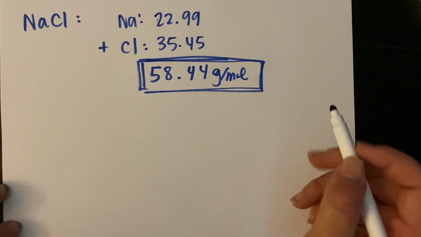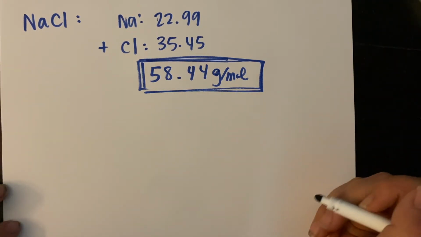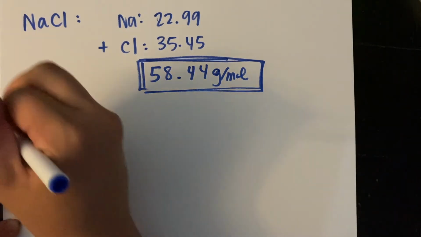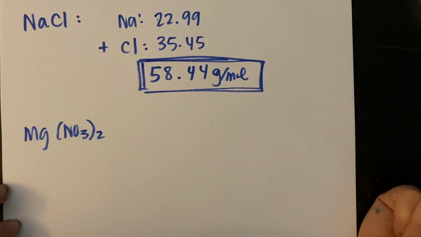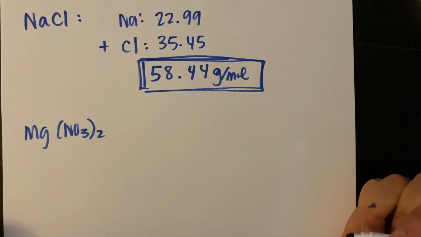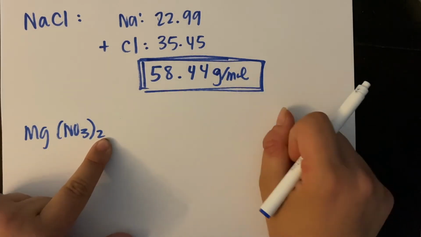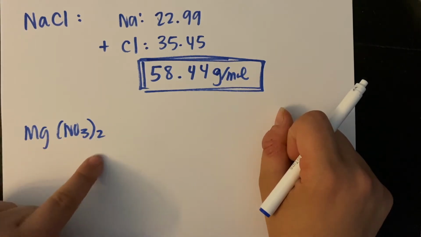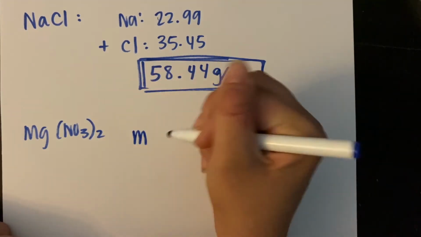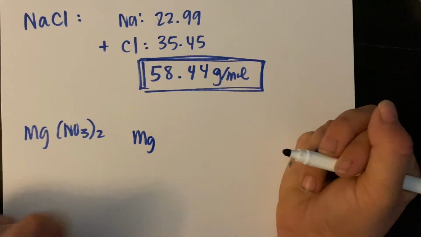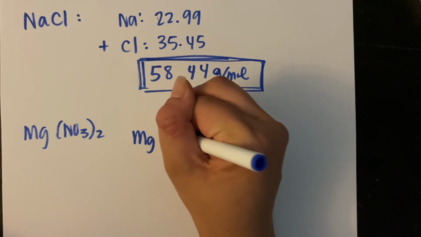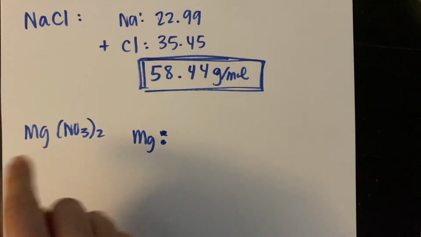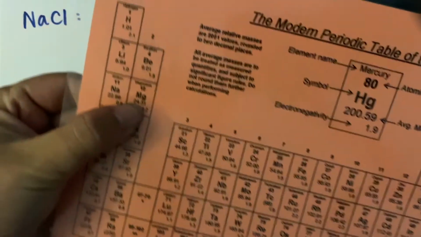Let's do something slightly harder. What if we had magnesium nitrate? Now we actually need to break this down a little bit because you need to make sure that you do your distributive property with 2 nitrates. So you can think of it this way. We have 1 magnesium. So here we go. Your magnesium, it's right here, 24.31.